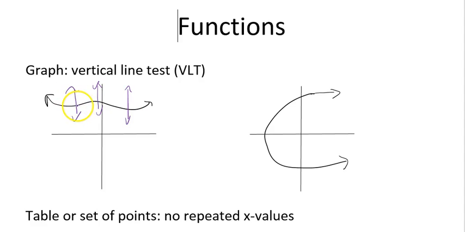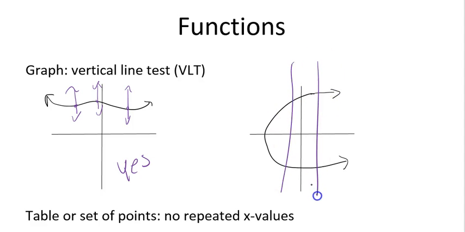But this one's okay because each vertical line that I draw, I can only pass that function at one point. So this is a function. And over here, this is a classic example of not passing the vertical line test, because I could draw a vertical line right here or right here, and both of those vertical lines would be hitting in 2 points. And so more than 1 point means it's not a function. So yes, this one is a function. No, this one is not a function.